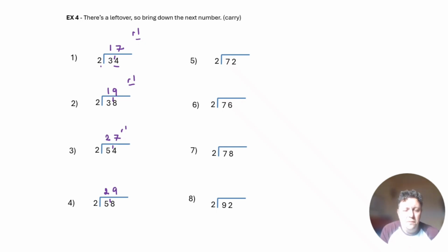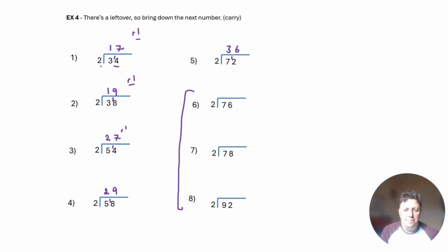So question 5, 2 into 7, that's going to go 3 times. Remainder 1, because 3 times 2 is 6, and then 1 more is 7, so that's why we've got the remainder of 1. We bring it down, so now it's 2 into 12, that's going to go 6 times. You might want to pause the video now and have a little practice on your own at these last 3, and then I'll go through those.